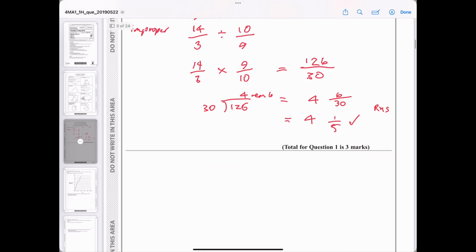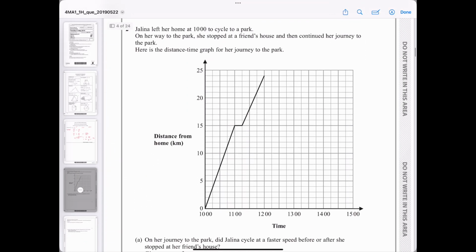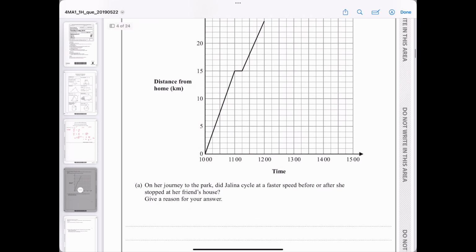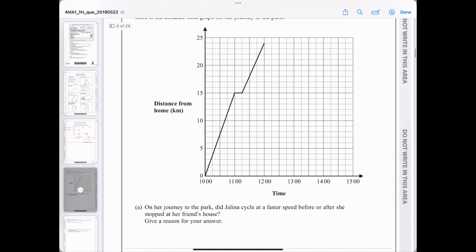Okay, let's go to question number 2. Question number 2 is about Jelena, who left her home at 10 to cycle to a park. On her way to the park, she stopped at a friend's house, so that will be when she's not moving. And it's the distance time graph for her journey. Now, you could get distance, speed, and acceleration graphs. I don't think you do get acceleration graphs in maths at GCSE, but this one is a distance one.